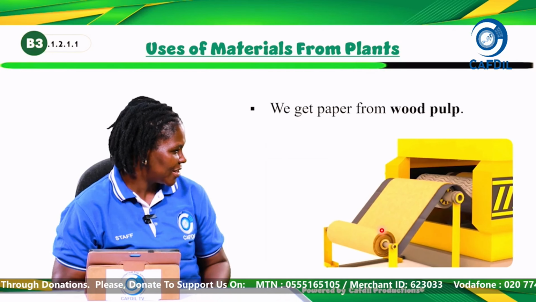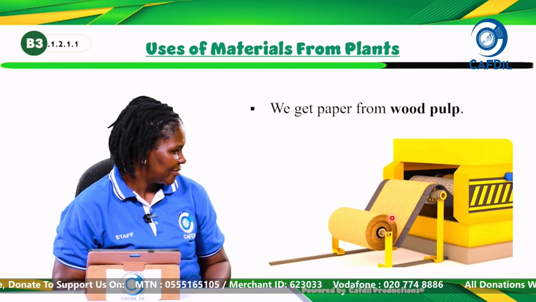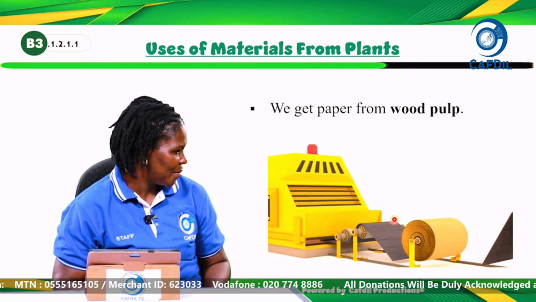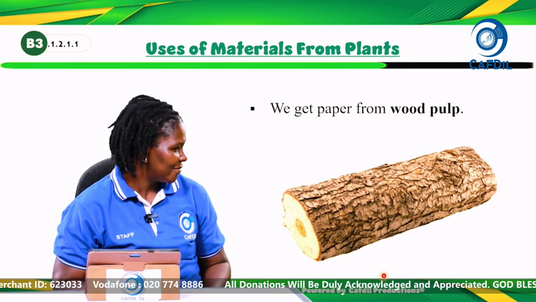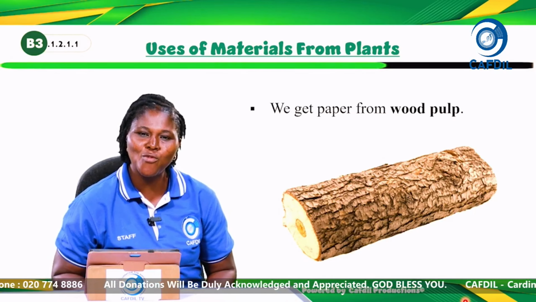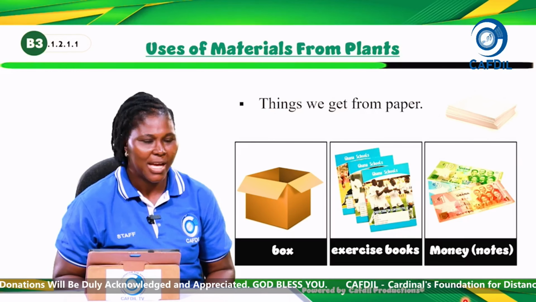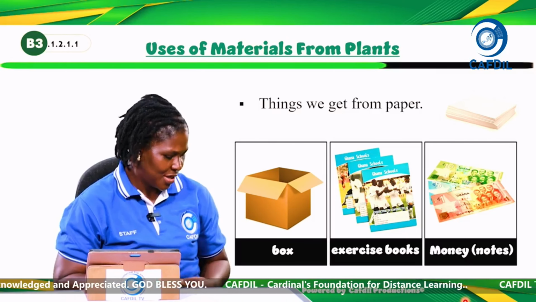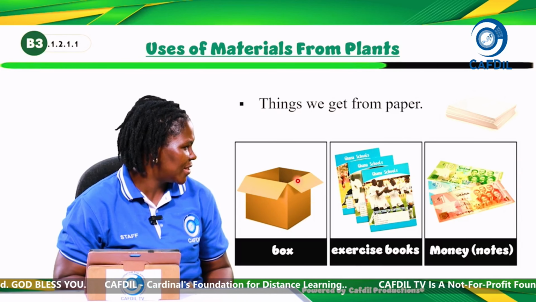From here is not the end. Have you seen? We get paper from wood pulp. Then it will go through another machine. So this is how we get paper from wood. We get paper from wood pulp. And then the things we get from paper, we get box that we use to pack goods.